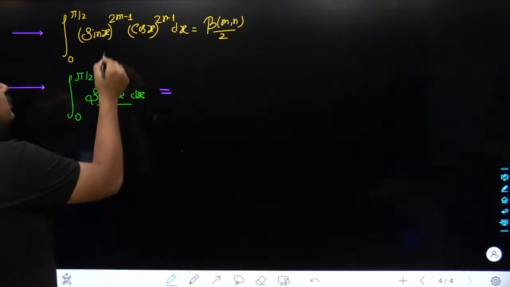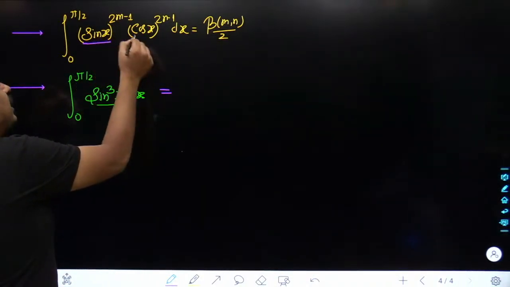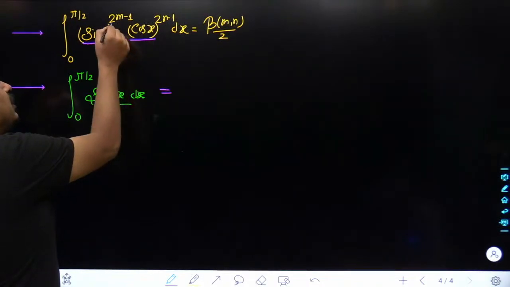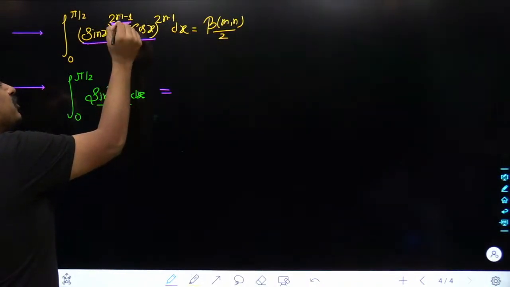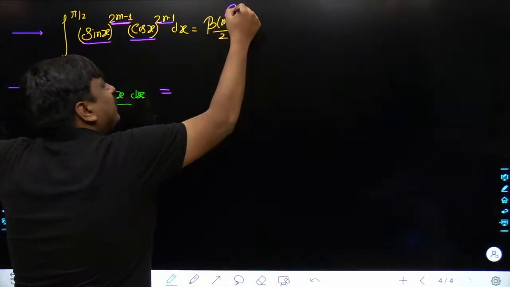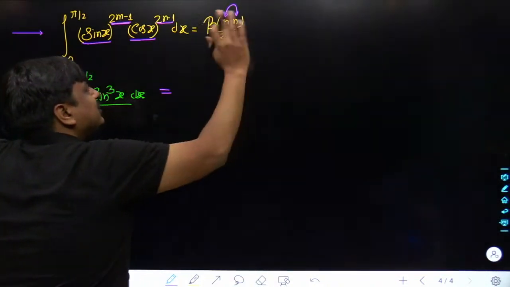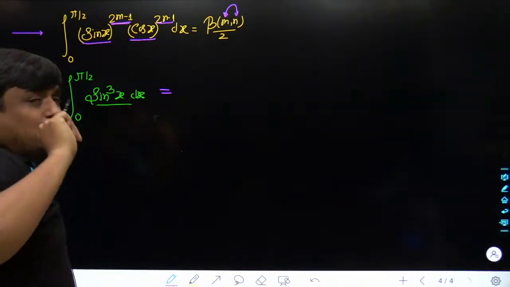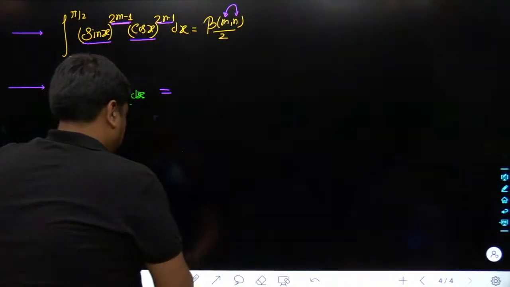See what is happening over here. Either you take the power of sine or you take the power of cos, you can compare with 2m minus 1, or you can compare with 2n minus 1. Why? Because even if you swap the m and n's location, the answer is still not going to change. Could you understand what I am saying?